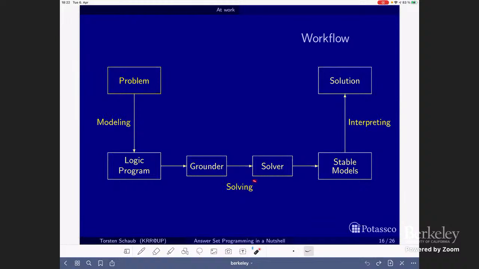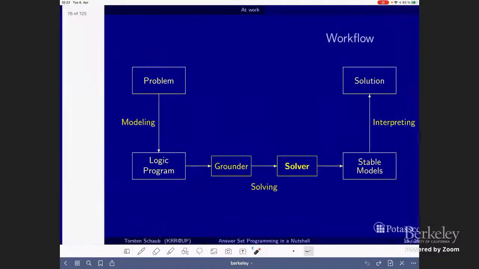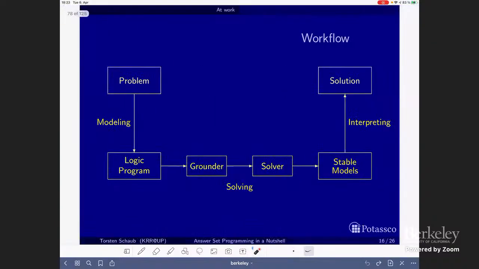And then you have the solver, and this solver spits out the stable models, but actually it can do more things on top of the stable model. And of course you interpret this. Okay, so yeah, I could have done this a bit more animated, but sorry for that. I was still a bit with the last question.